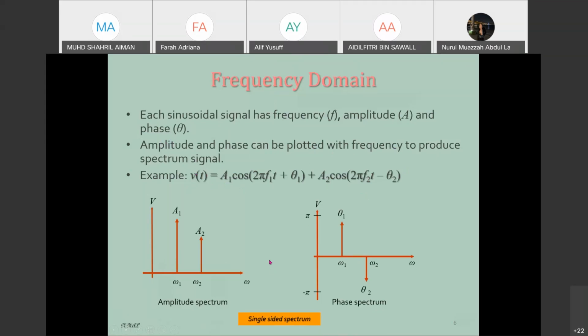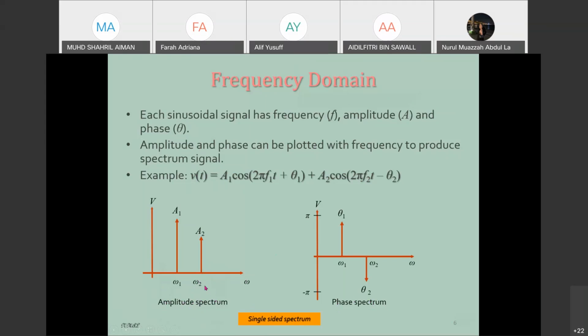When the question asks you to plot in terms of frequency domain, you remember that you need to plot two graphs. The first one is amplitude spectrum. The second one is phase spectrum. Unless the question asks you to plot only amplitude or magnitude spectrum. We can also call this magnitude spectrum. Then you plot only one. But if the question asks you to plot in frequency domain, then you need to plot two, amplitude and phase.